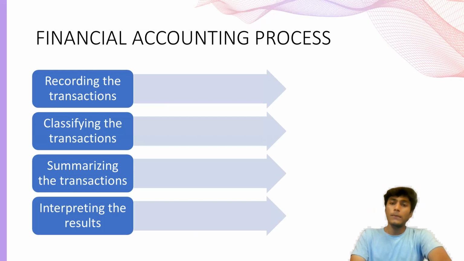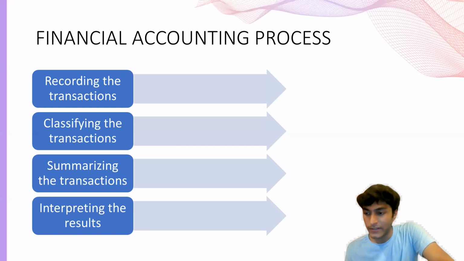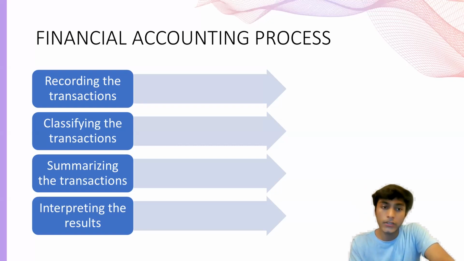Now coming to the financial accounting process, there are four steps: recording the transaction, classifying the transaction, summarizing the transaction, and interpreting the results. Recording the transaction is basically recording the transaction in your ledger or the trial balance. The second is classifying the transactions in terms of total sales, total revenue, total sales return, and total purchase return transactions, based on the need of the accountant. Then summarizing each particular data set in terms of what we are interpreting. And the final step is interpreting the results.